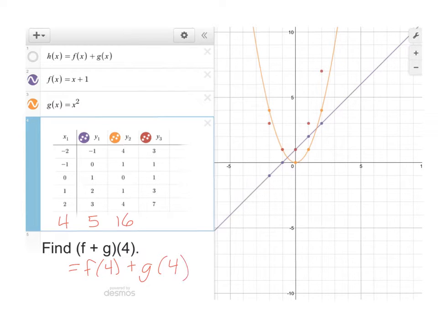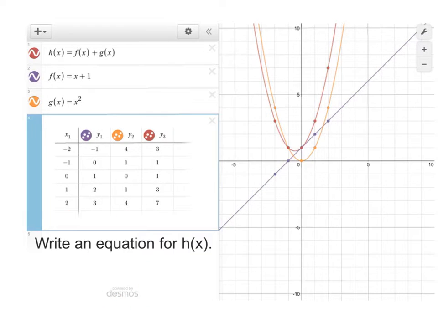So it's f of 4 plus g of 4, which is 5 plus 16, which is equal to 21. Does that seem straightforward? And now we are actually showing that function after filling all those numbers in, joining those points together. And like you said, it looks like a parabola.